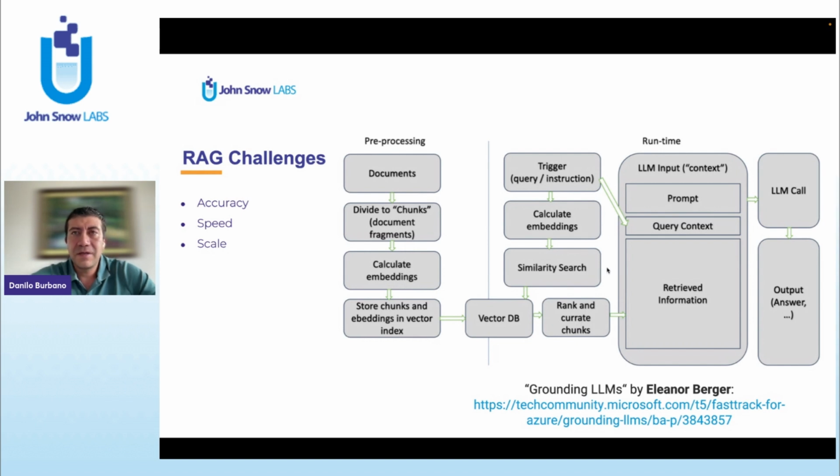These ranked chunks provide context for the LLM input. This context is included in the prompt and query context. As we saw before, this is sent to a pre-trained LLM that processes the input and generates the final output, such as an answer or a completion. By addressing these challenges, we can improve the efficiency of RAG systems, making them more reliable and scalable for various applications.